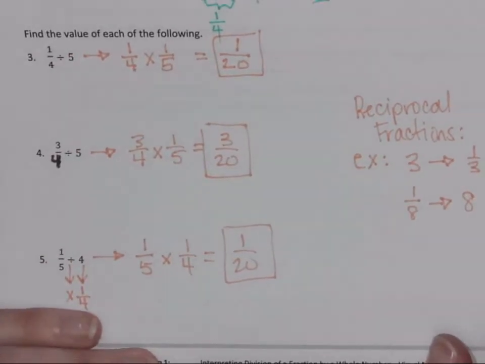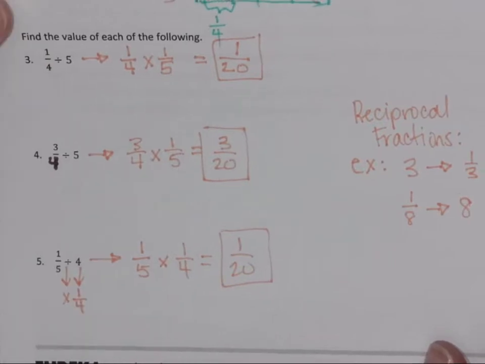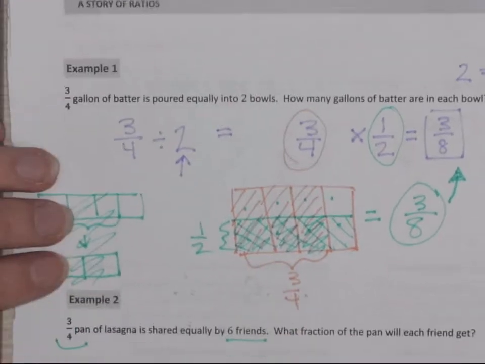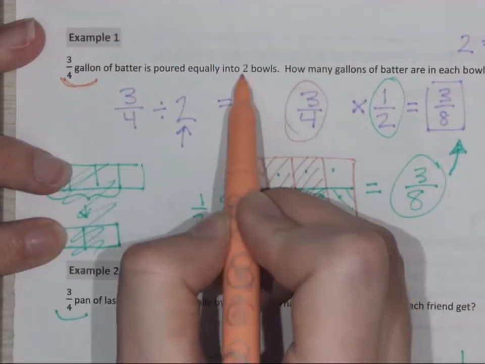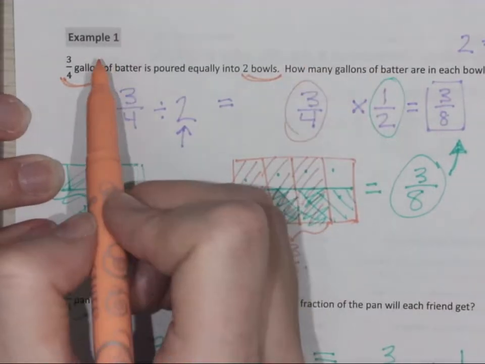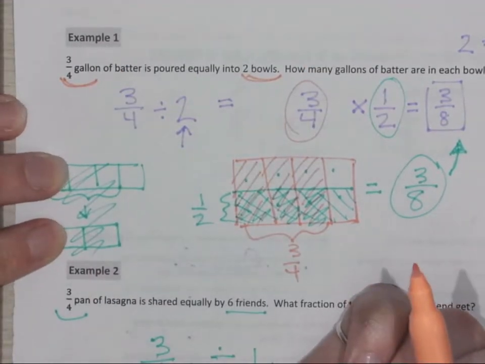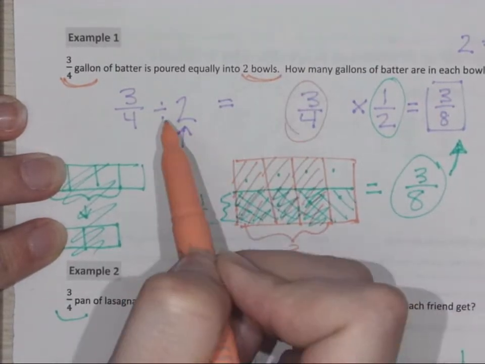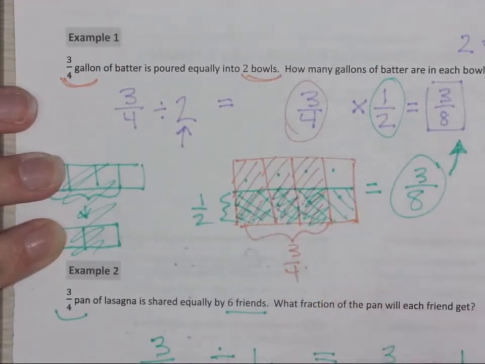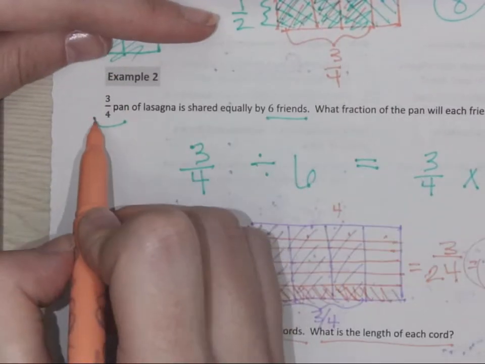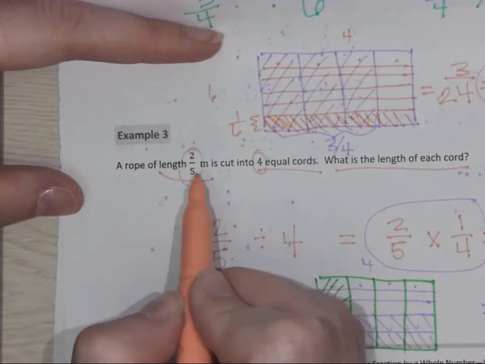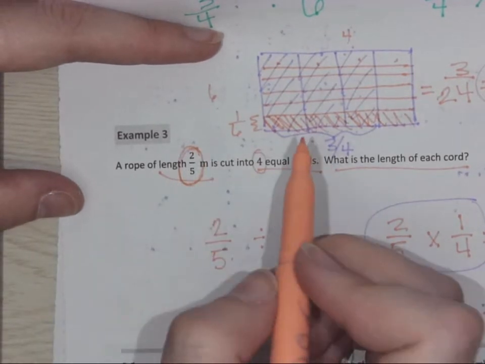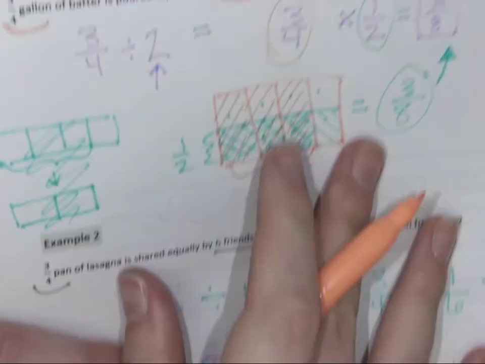Because every problem that we've done today, including our examples, took a whole and divided it into a number of parts. So our whole here was 3/4 of a gallon. How many parts did we divide it into? 2. Our whole here was 3/4 of a pan. We divided it into 6 parts. Our whole here was 2/5 of a meter. We cut it into 4 parts.